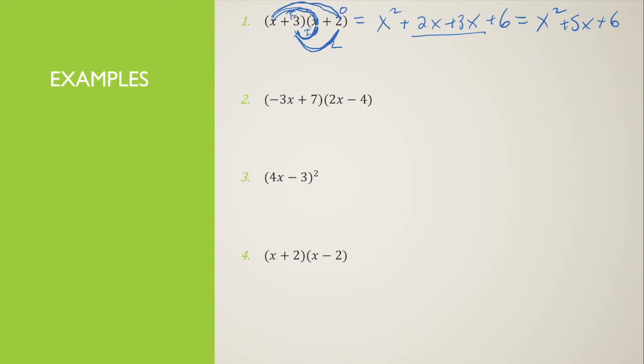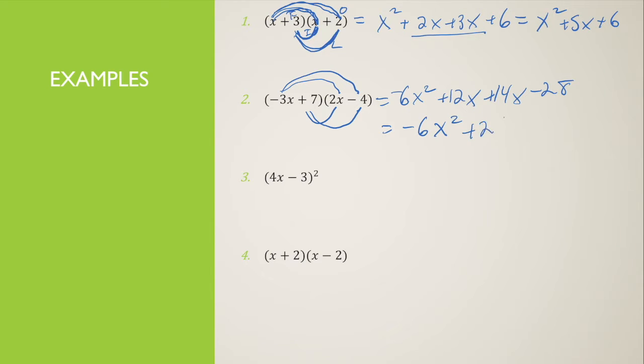Let's try this again. First, negative 3x times 2x gives me negative 6x squared. Negative 3x times a negative 4 gives me a positive 12x. 7 times 2x gives me a positive 14x. And 7 times negative 4 gives me a negative 28. So I have negative 6x squared plus 26x minus 28.